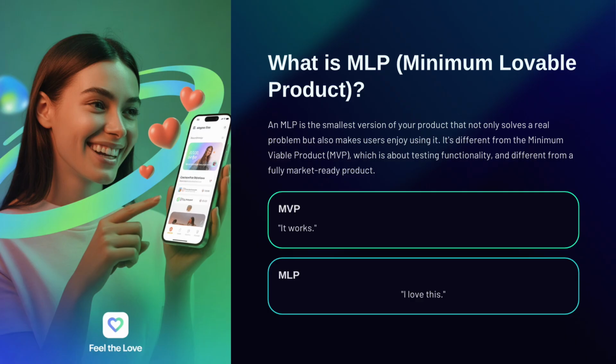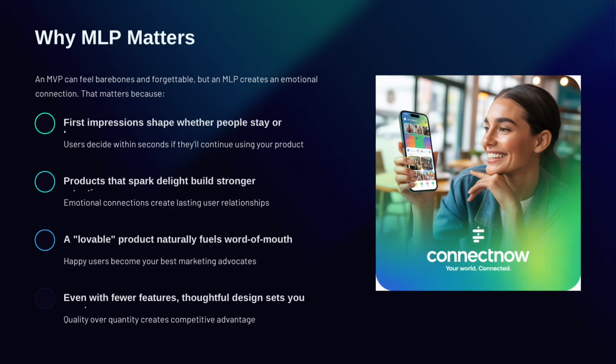Right. So if an MVP gets the job done, it validates the core idea. Why the extra effort? Why push for lovable right at the start? Isn't speed the main thing early on? That's a really good question, and it's a common one. The idea isn't necessarily about slowing down. It's about making that first contact count.